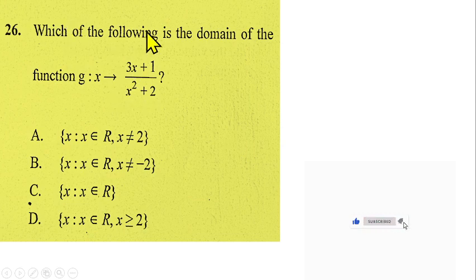Question number 26, which is from mapping and function as well. Which of the following is the domain of the function g of x equals 3x plus 1 over x squared plus 2? So which one is the domain? The domain is going to be the real numbers, the values of x which belong to the real numbers. So if the value of x is a real number, that means this function will be valid, and the denominator will not be an undefined fraction. So option C is the correct option for question number 26.